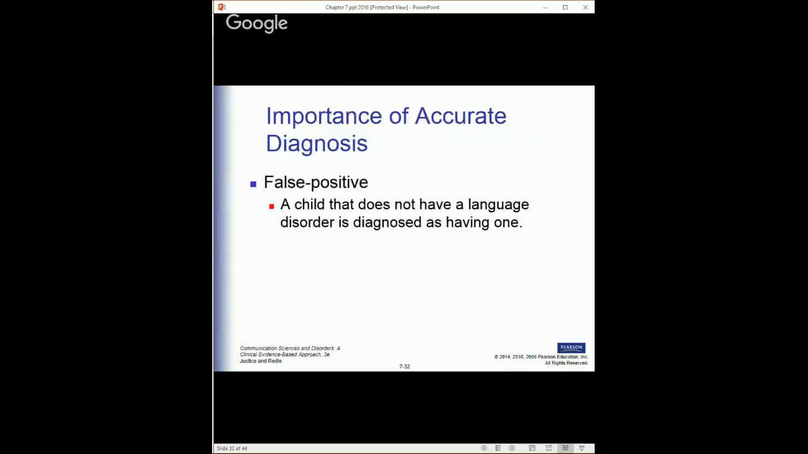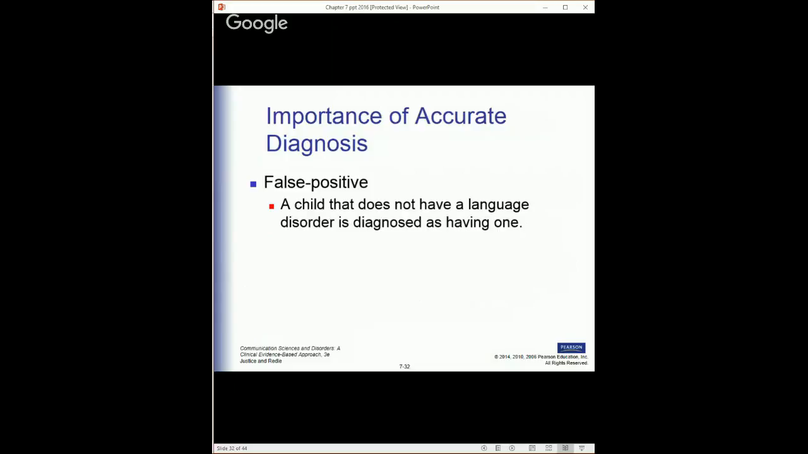The importance of an accurate diagnosis. Obviously, parents are going to be hanging on every word, especially the diagnosis part of the follow up to a comprehensive evaluation. So you want to be very careful in making that diagnosis. Sometimes if an inaccurate diagnosis is given, there are two different scenarios that might occur.